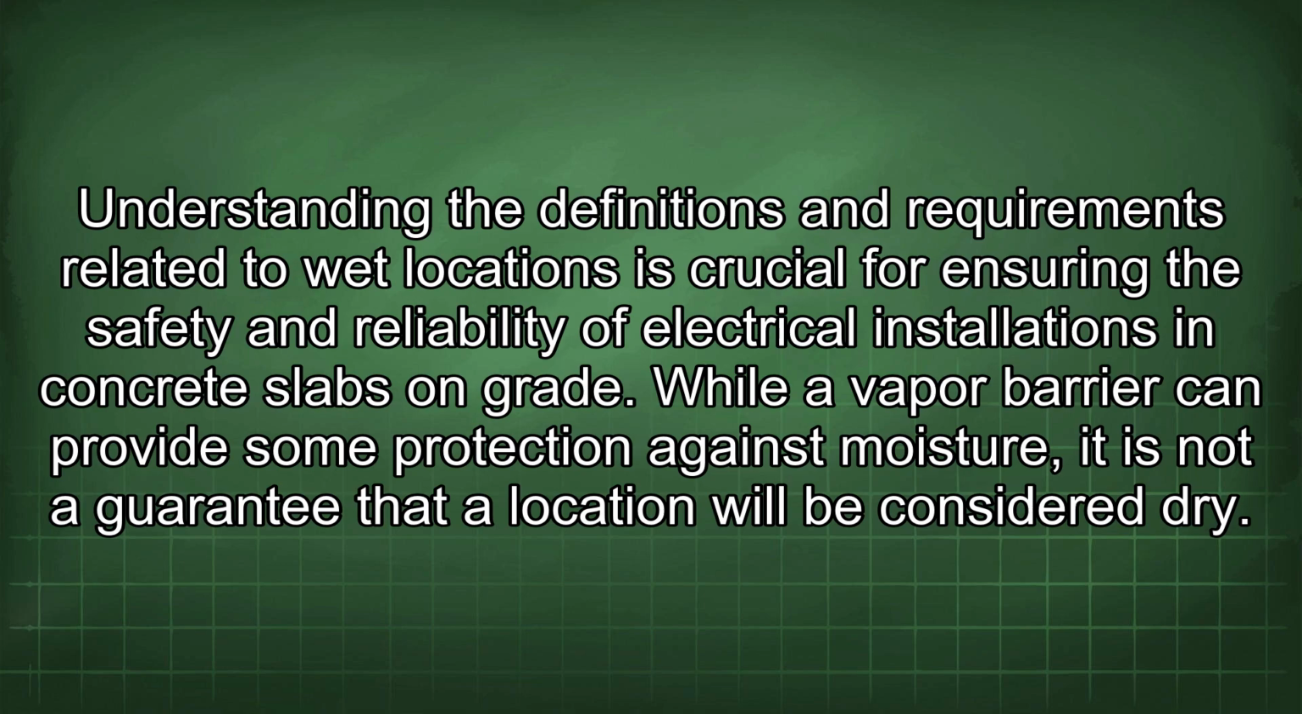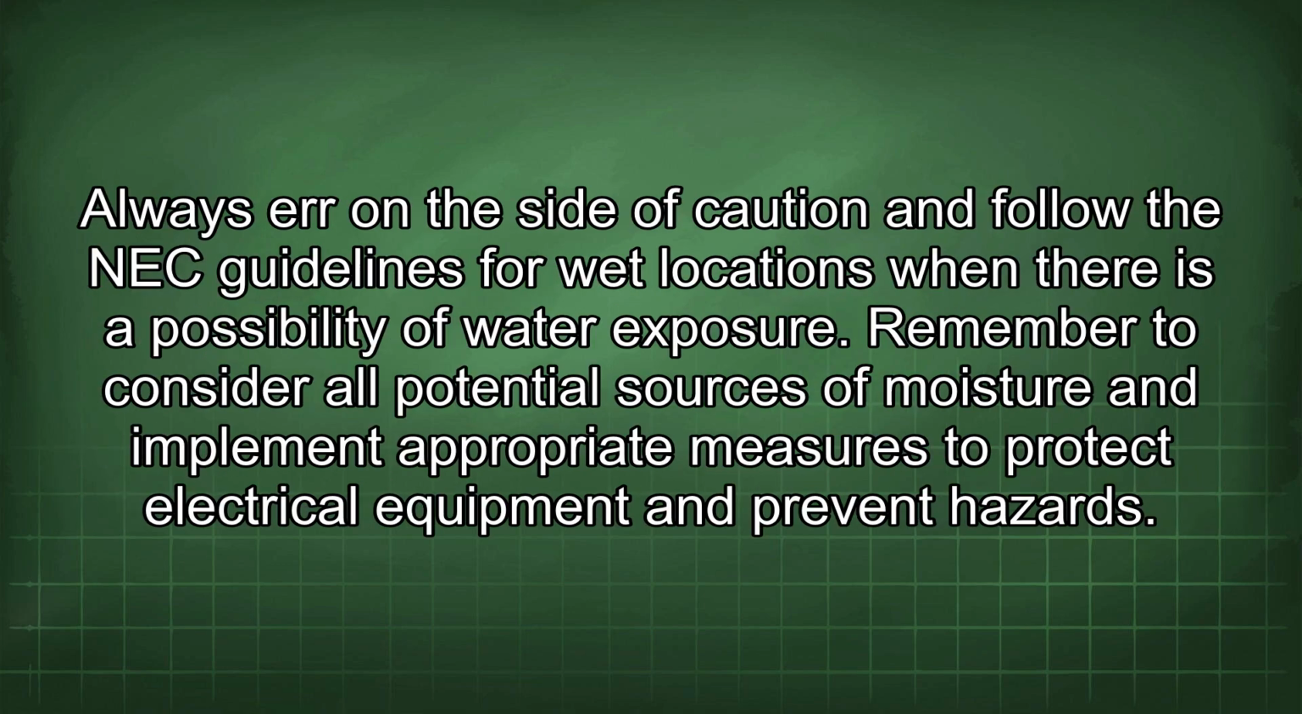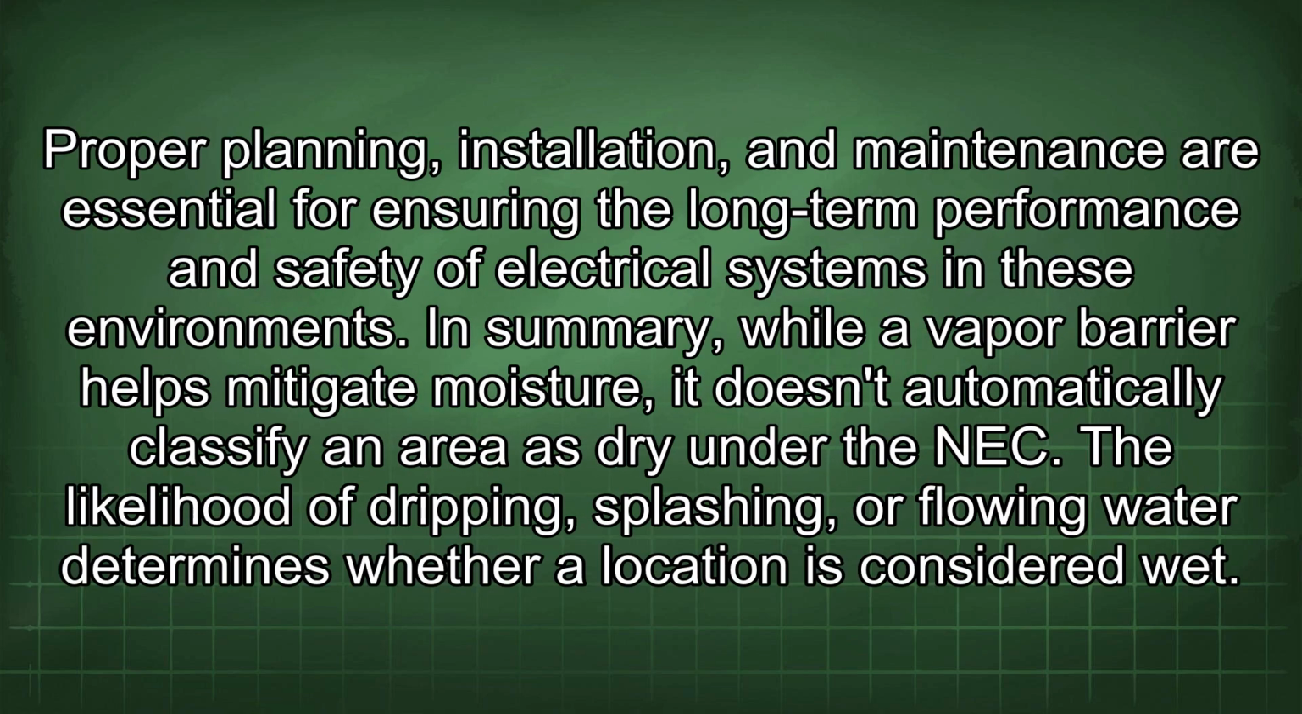While a vapor barrier can provide some protection against moisture, it is not a guarantee that a location will be considered dry. Always err on the side of caution and follow the NEC guidelines for wet locations when there is a possibility of water exposure. Remember to consider all potential sources of moisture and implement appropriate measures to protect electrical equipment and prevent hazards. Proper planning, installation, and maintenance are essential for ensuring the long-term performance and safety of electrical systems in these environments.